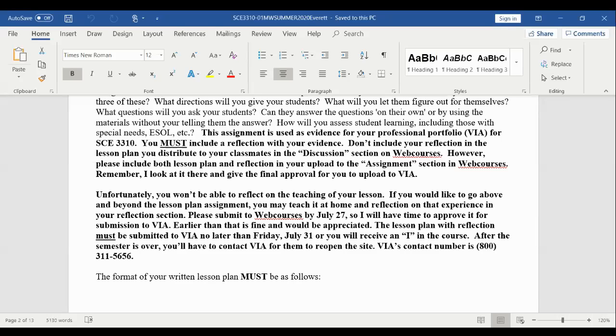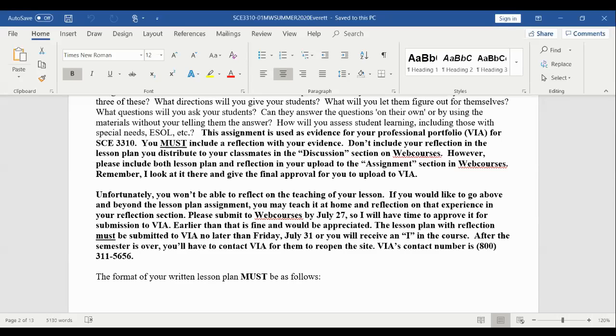Then you put your lesson plan and your reflection that goes with it to VIA. So now you have it uploaded to VIA, and then you have the final corrected version on VIA, and you have it on web courses too. I'm tired. I may have said that backwards. But anyway, you get the point. Web courses first for me to look at it. I approve it. Then it goes on VIA.